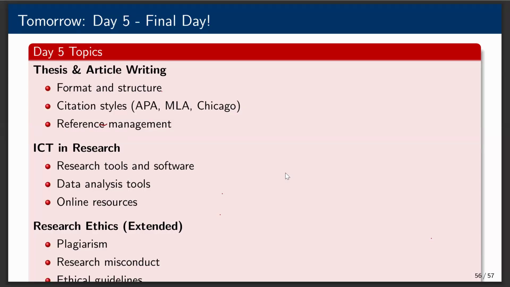Tomorrow we will have the final day, day 5. That is thesis and article writing: format and structure, citation style, APA, MLA, Chicago, reference management, ICT in research, research tools and software, data analysis tools, online resources. Then research ethics, plagiarism, research misconduct and ethical guidelines.